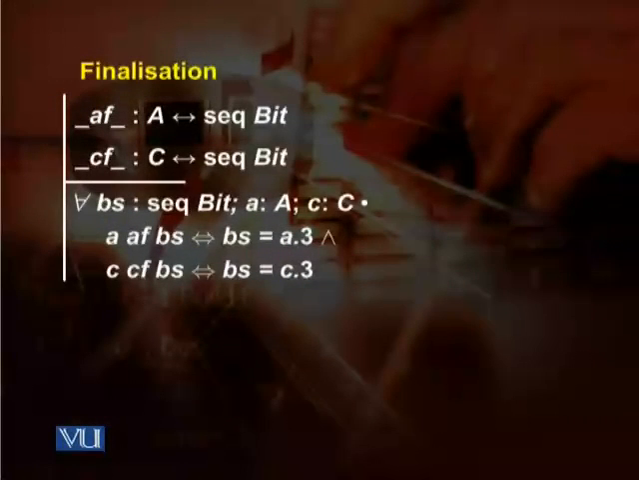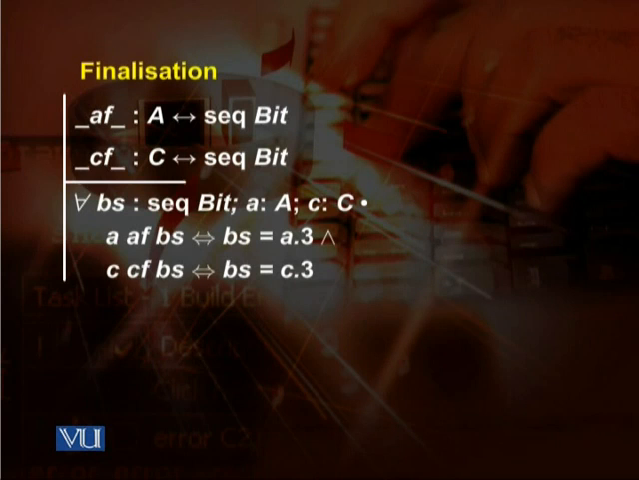Now let us look at the other specifications. The finalization, once again, we have the finalization for A and C, AF and CF, and we say for every bit sequence, we have A in A and C in C, it is defined as the triple. We have AF of BS is equivalent to BS is equal to A dot 3, and CF of BS is equivalent to BS equal to C dot 3.